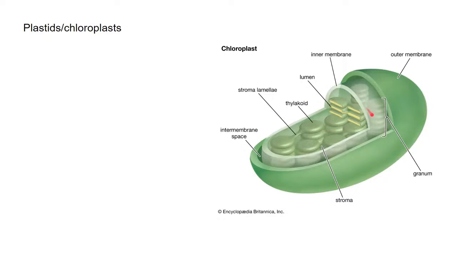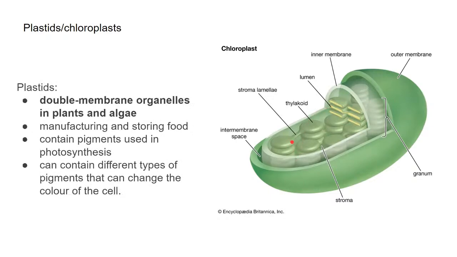And these cells, each of them is covered by a membrane known as the thylakoid membrane. So that's essentially it. And you need to understand now what the plastids are. So plastids are essentially double membrane organelles, right? They're present in plants and algae. Their purpose is to manufacture food.